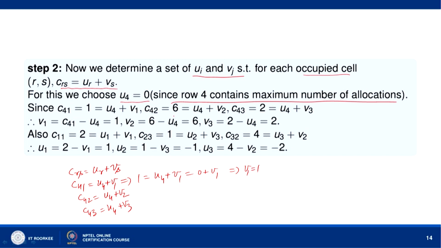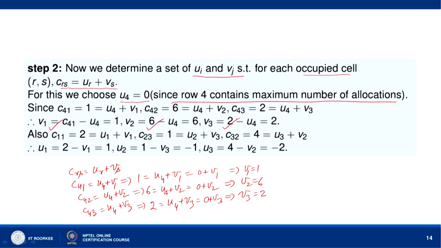Then C 4 2 is 6. So, 6 equals u 4 plus b 2, which is 0 plus b 2. So, we get b 2 equal to 6. Then C 4 3 is 2, so 2 equals u 4 plus b 3. So, we get b 3 equal to 2. Now we have got the values of b 1, b 2, b 3.